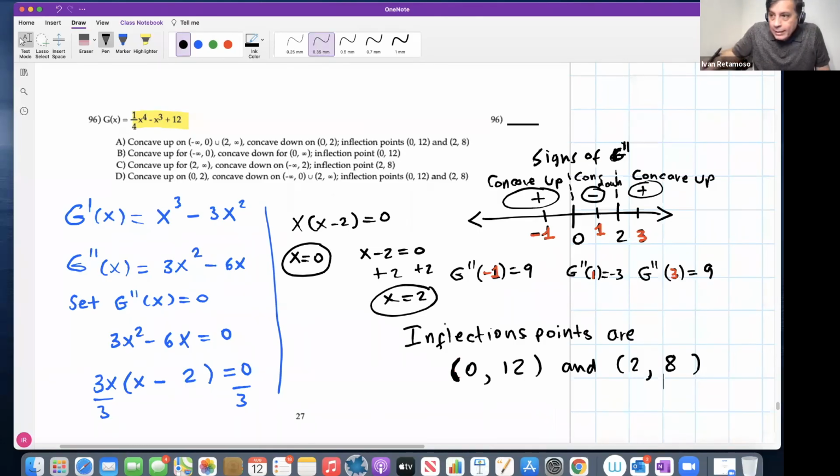So therefore, you should choose this: concave up from negative infinity to 0, right here. Concave down from 0 to 2. And concave up again from 2 to infinity, which lives here. Follow, guys? Yeah, very good, guys.